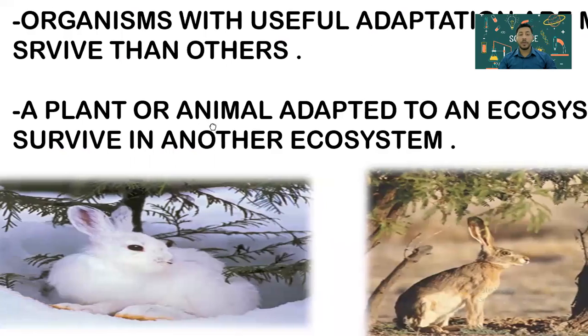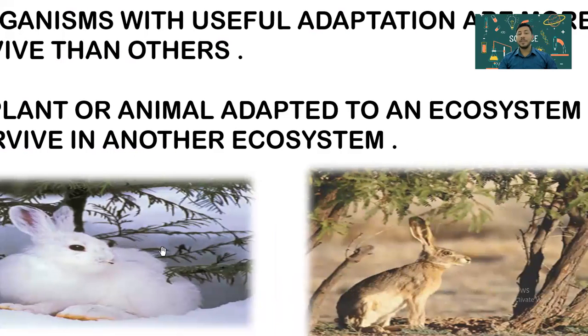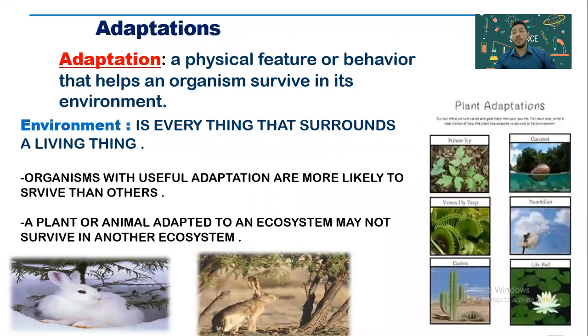And also its color. The one with a white color can be seen easily in the desert, and the one with brown color can be seen easily in a snowy environment. So even its color can help it to blend in with its environment, and in that way it can protect itself from being eaten.